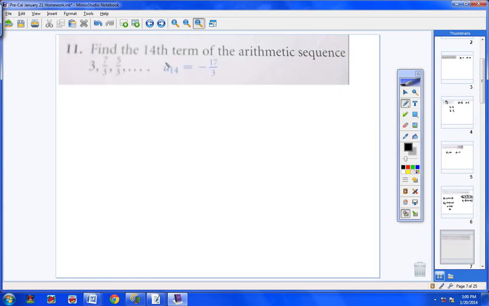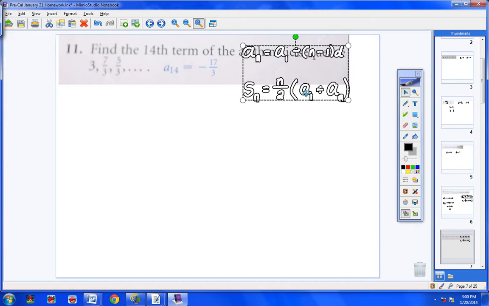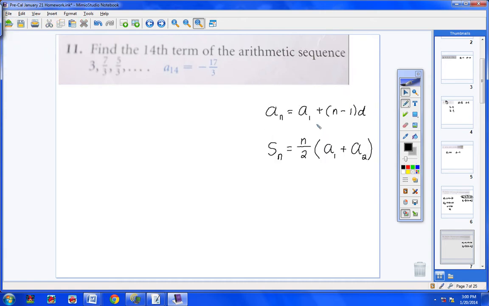Find the 14th term. Okay, well, first of all, we're going to use our formula here of the nth term. So let's quickly write our nth term. Our nth term would be a subscript n equals your first term, that would be 3, plus n minus 1, and then your common difference.